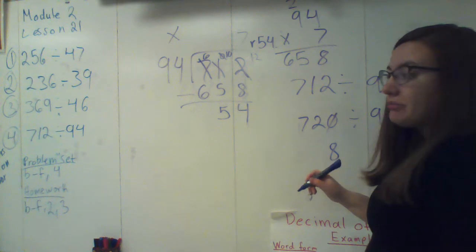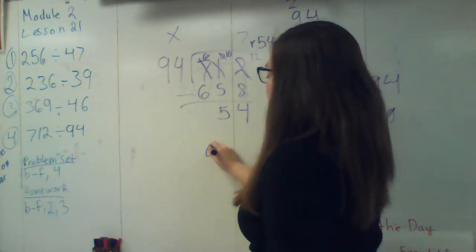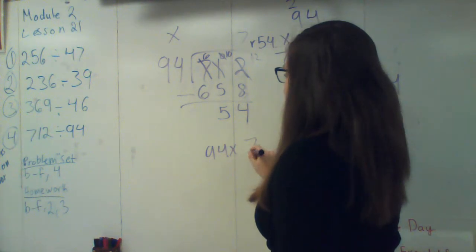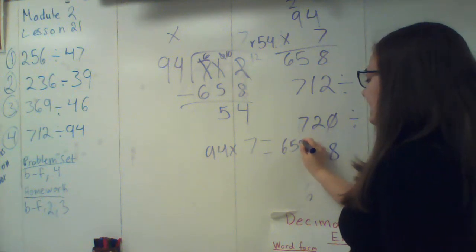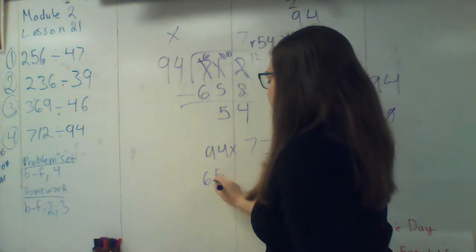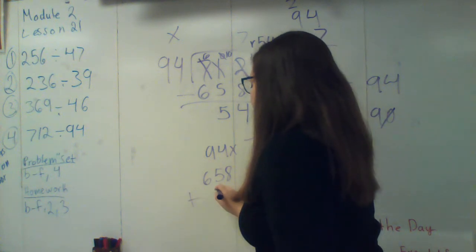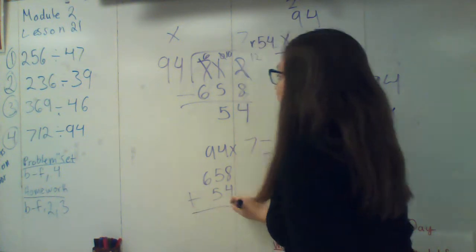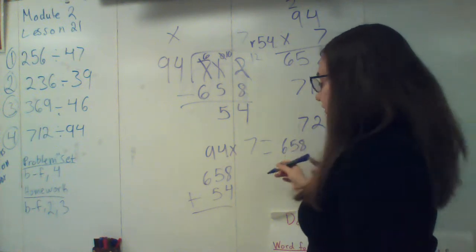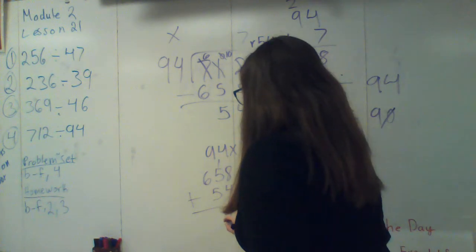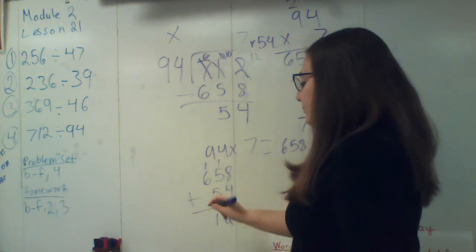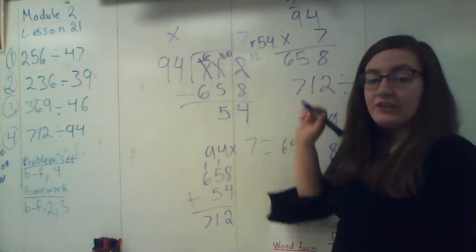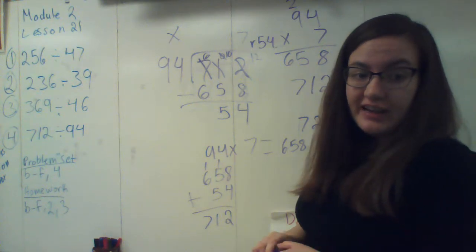After that, I need to check my answer. So I'm going to do 94 times 7 equals 658. And then 658 plus 54 should equal 712. So 8 plus 4 is 12, 5 plus 5 is 10, 10 plus 1 is 11, and then 1 plus 6 is 7. I get 712, so I know my answer is correct.